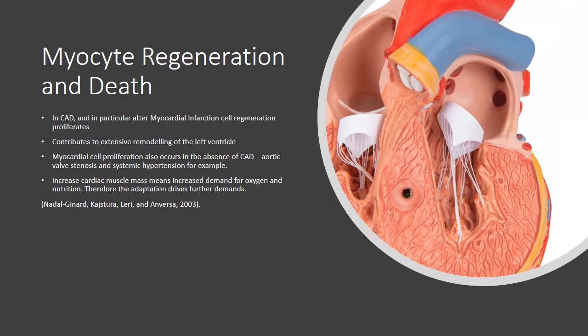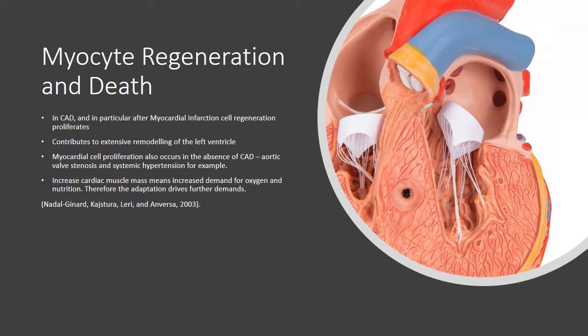So in coronary artery disease, we have an increased demand for oxygen and nutrients within the heart itself. So this leads to extensive remodeling of the left ventricle, and therefore cardiac muscle hypertrophy. And the cells, the actual myocytes themselves, tend to grow and enlarge. They themselves are hypertrophic. And this can also occur in disease in the absence of coronary artery disease. For example, aortic valve stenosis.